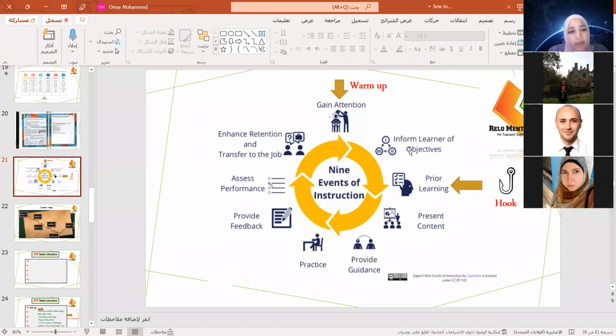The students should be able to understand what they are going to do. They should understand what the lesson is about. If they understand what you are doing, they can help you achieve your objective. The third step is the prior knowledge or the prior learning.